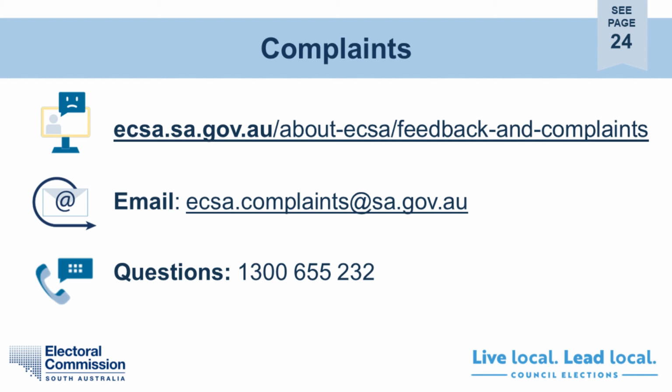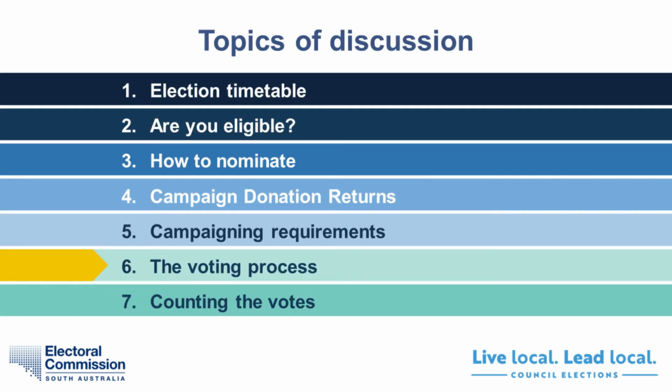Alternatively, you can provide your complaint in writing addressed to the returning officer using the details on the screen. If the complaint relates to an opposing candidate's election material, make sure you include a copy of the alleged offending material, or if the notice is attached to a fixture, a photo of the material, including any authorization statement and the details of the location. Complaints will be acknowledged within 2 business days of being received. The next slide will discuss the voting process.